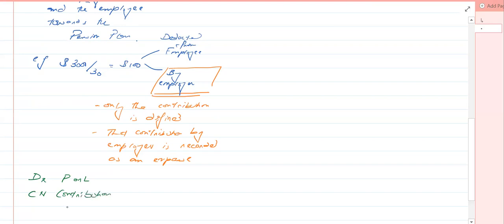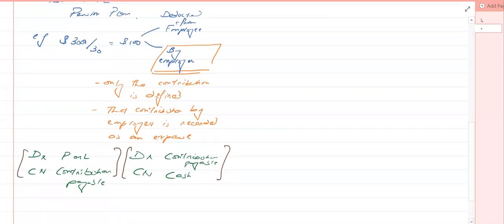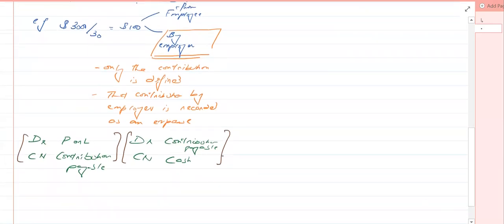Contribution payable. Because first of all, the contribution is due, it becomes your liability, and when you pay that contribution, that liability is de-recognized: debit contribution payable, and credit cash. So remember, the first entry is the expense and the accrual being made. Accrual means the expense that belongs to the current year but is not paid by the year end. And when it is paid, the accrued liability is de-recognized.